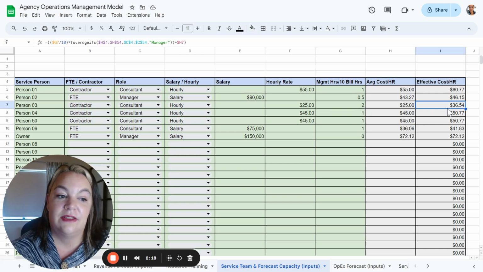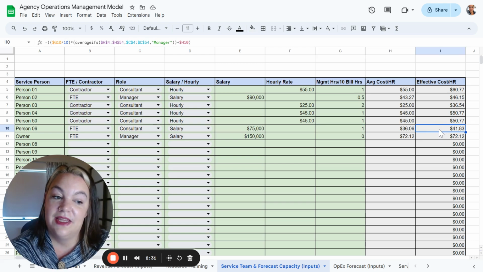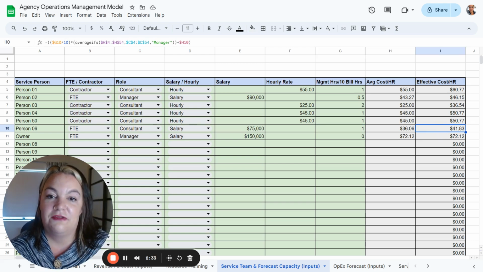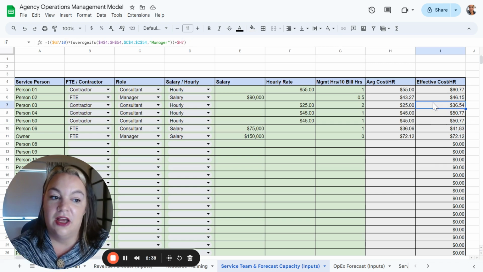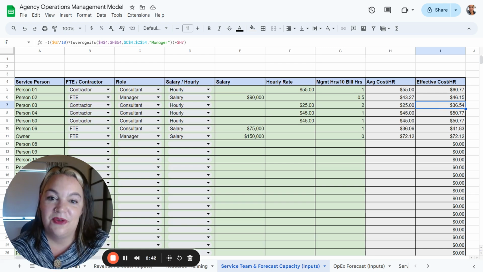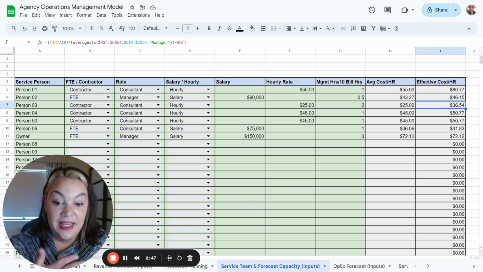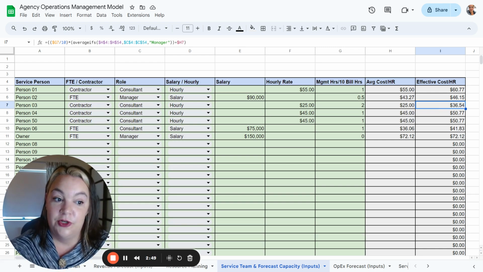So in this case, with an effective cost of $36 an hour, when we compare that to our salaried resource here, who takes half the amount of time to manage per 10 billable hours, we see that they end up with an effective cost of $41 an hour, our salaried employee, and our low-cost contractor is $36 an hour. Well, what's the difference between 36 and 41 from a resourcing mix standpoint? I mean, it's not nothing. There's margin there for sure.